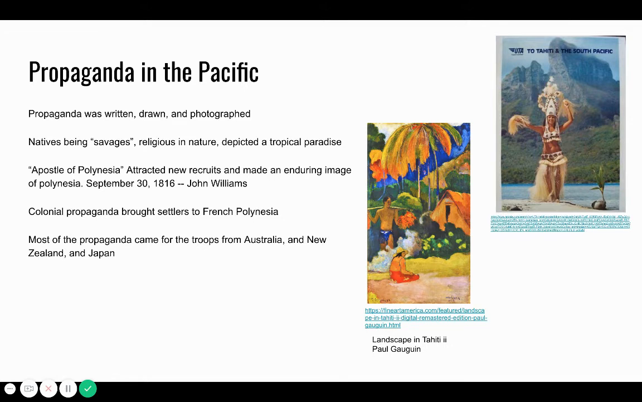This brought in settlers to Oceania. This made it more westernized. The man well known for colonial propaganda in Oceania is John Williams, also known as the Apostle of Polynesia. The Christian Church also brought religious propaganda to the people to convert the masses to Christianity during wars. Japanese, Australian, and New Zealand propaganda was brought mostly for the troops' entertainment.